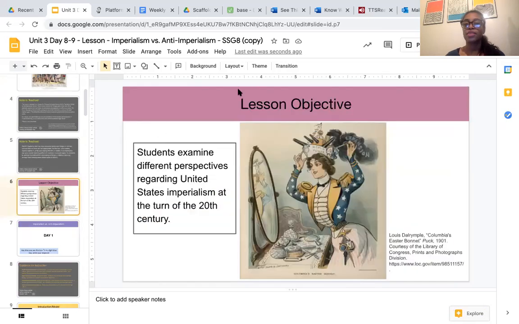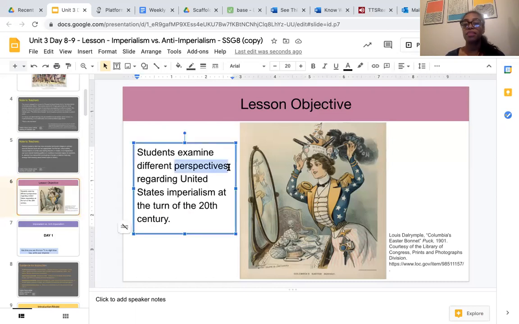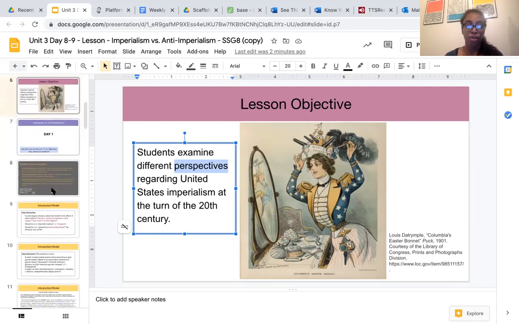So for the lesson objective, students have to examine different perspectives regarding the United States' imperialism at the turn of the 20th century, really unpacking what perspectives mean, basically that there are different viewpoints of how people perceive things. That will really drive home to the students that the two sides we're exploring are imperialism and anti-imperialism, which they should already know about.